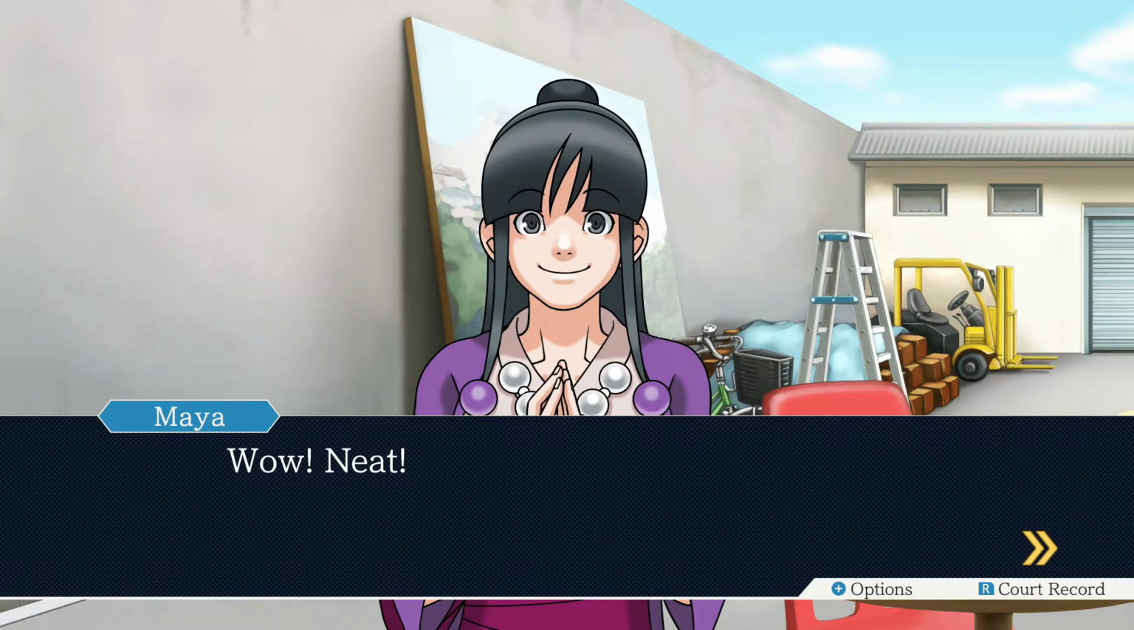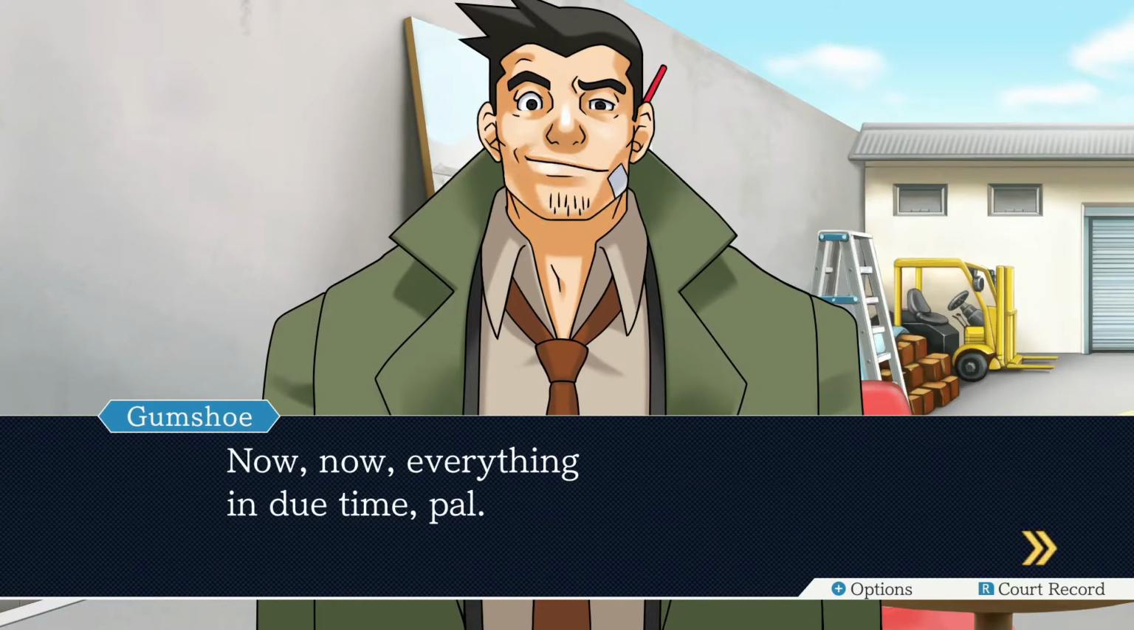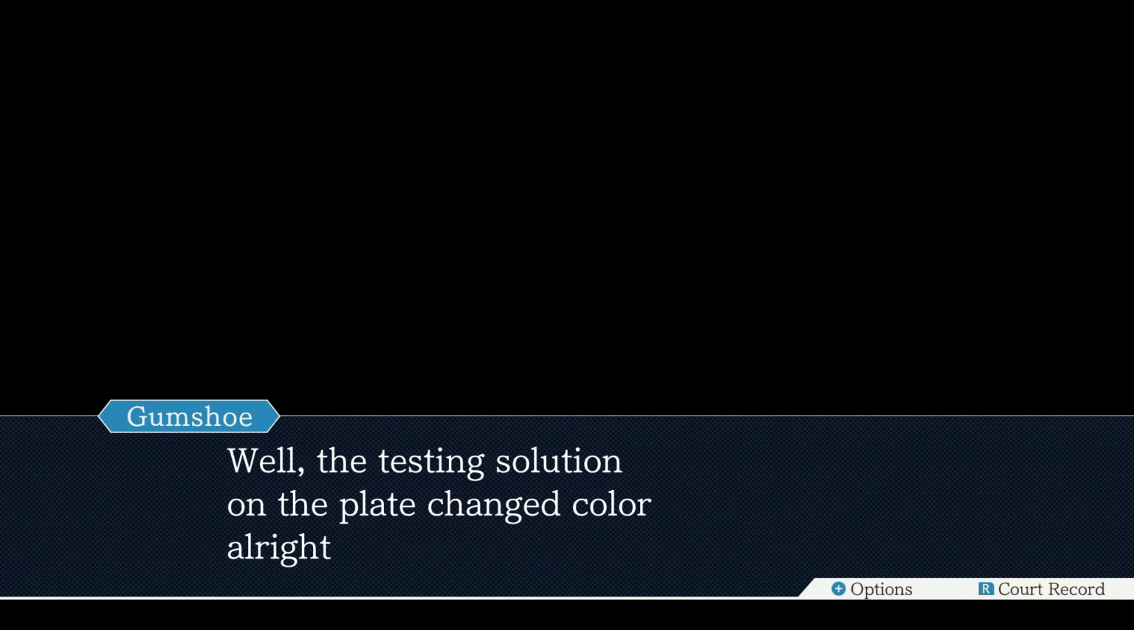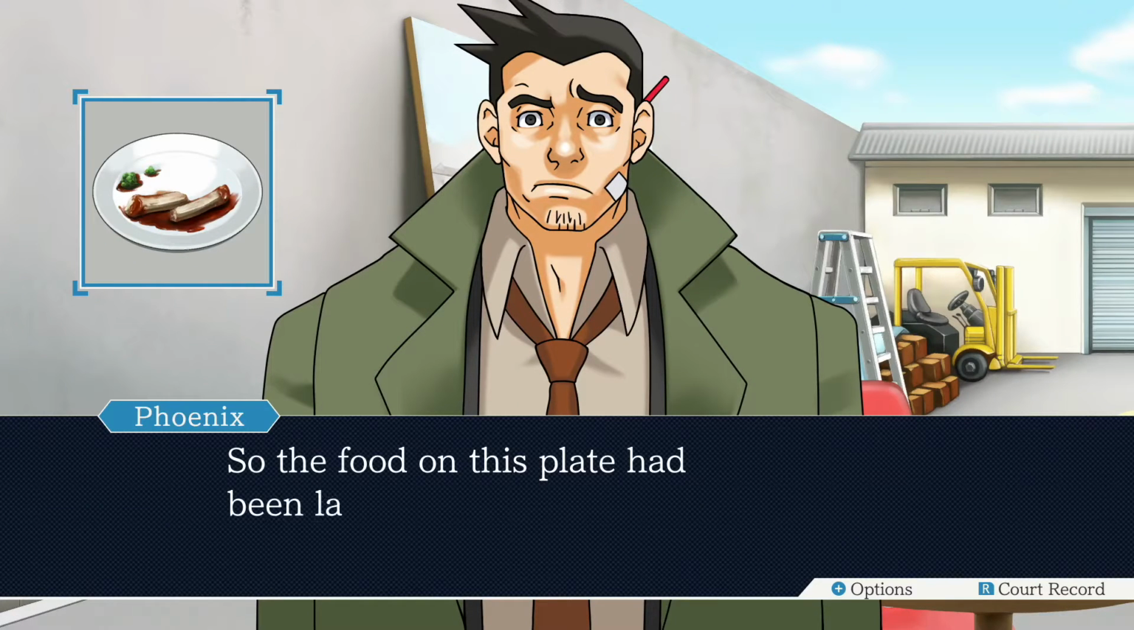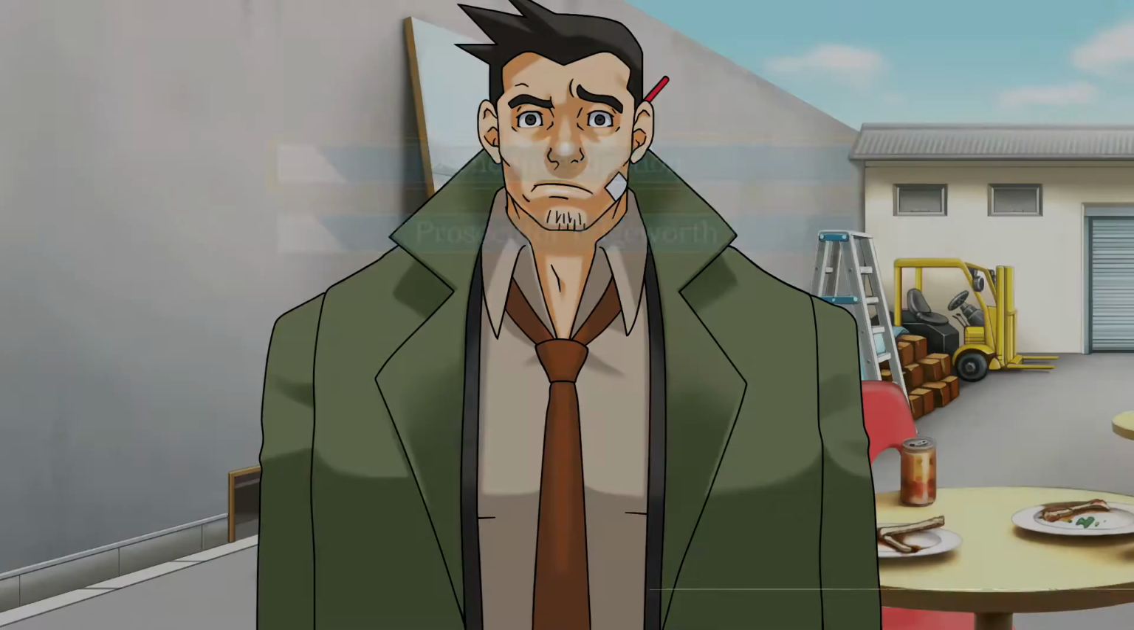Wow, neat! Well, Dr. Gumshoe, what are you waiting for? Let us see it. Now, everything in due time, pal. What? Why in due time? Well, the testing solution changed color, alright. To blood color. He was peeing blood! So the food on the plate had been laced with pee? It was peed on.